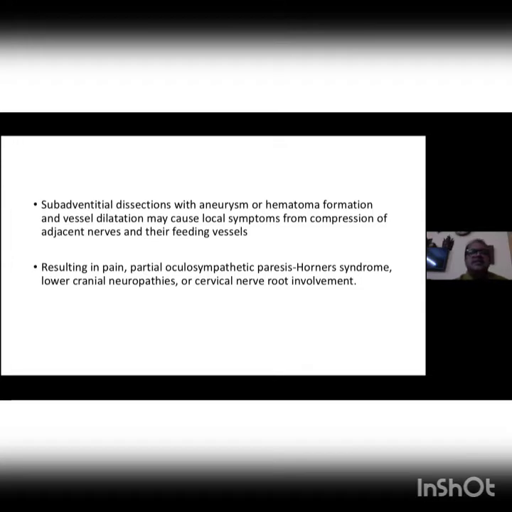Subadventitial dissections with aneurysm or hematoma formation and vessel dilatation may cause local symptoms from compression of adjacent nerves and their feeding vessels. If there is a dissection, there is intramural hematoma and expansion of the vessel, which compresses the surrounding structures, resulting in pain, partial oculosympathetic paresis like Horner syndrome, lower cranial neuropathies, or cervical nerve root involvement.